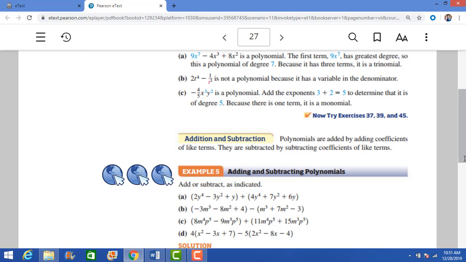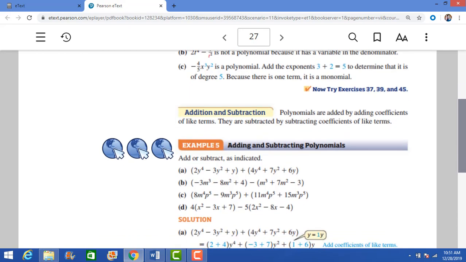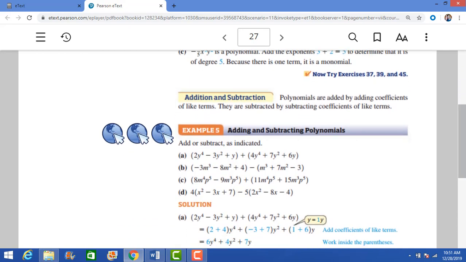And so we end up with 6y to the 4th plus 4y squared plus 7y, and that's what we get. So notice that we put all of the y's together, and then we used the distributive property to factor out the y, the variable term. That's essentially what we're doing. When we add like terms, we're putting these terms together, and then we're factoring out the variable part to add the coefficients.